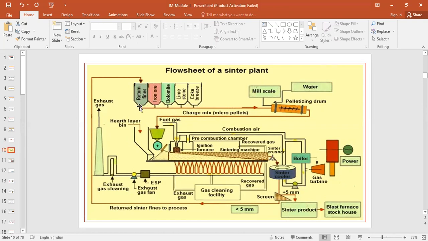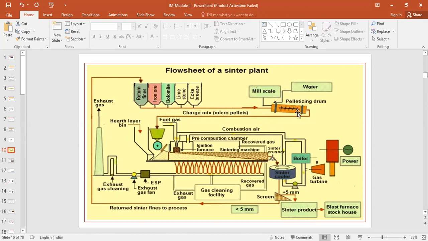A weighed amount of these raw materials will be transported through the conveyor belt, and this will go to the pelletizing drum. This is called MND, that is mixing and nodulizing drum, where this mixture will undergo a pelletization process. At this time, we add a certain amount of mill scale as well as a certain quantity of water for a proper balling process.